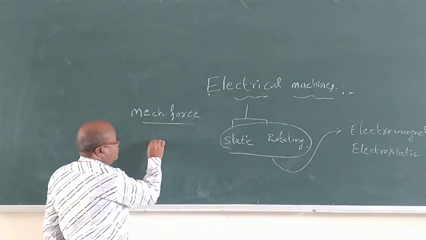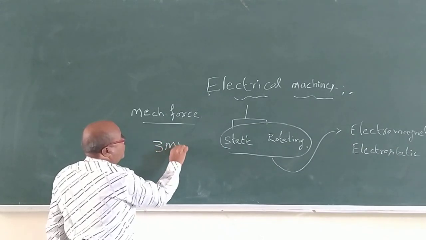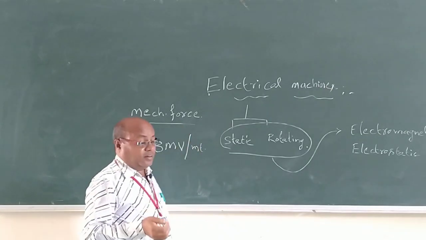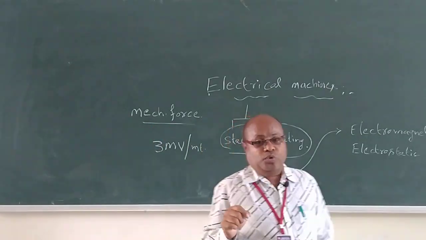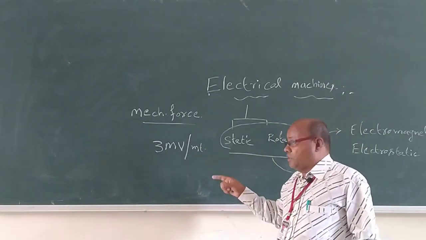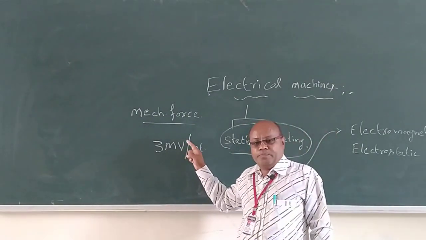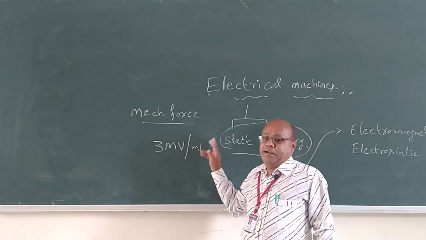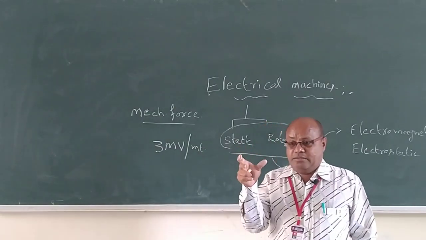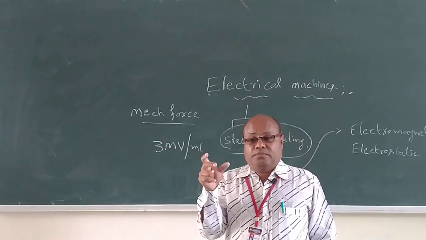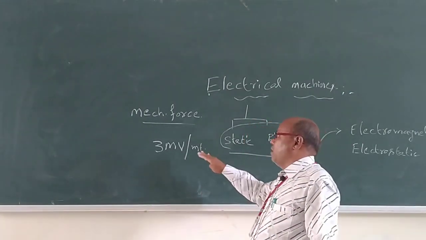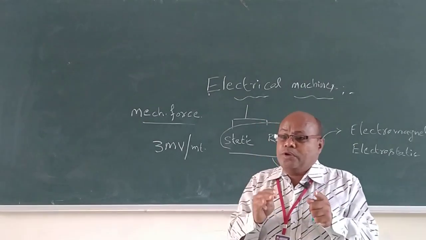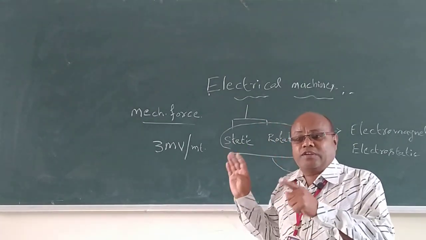It is about 3 megavolt per meter. This much electrical energy we can store in an electrostatic device. The maximum energy we can store in an electrostatic device is 3 megavolt per meter. That means the standard rate for maximum energy storage is 3 megavolt. But one thing you should remember: is it possible to store more than this energy by the electrostatic method?